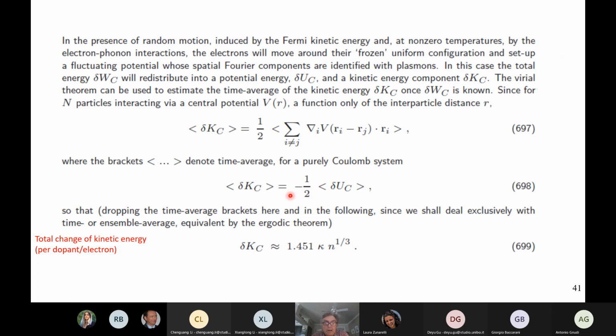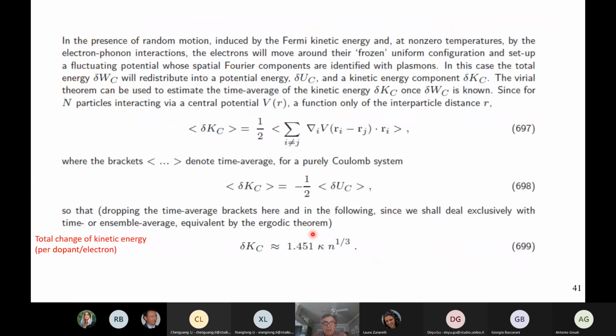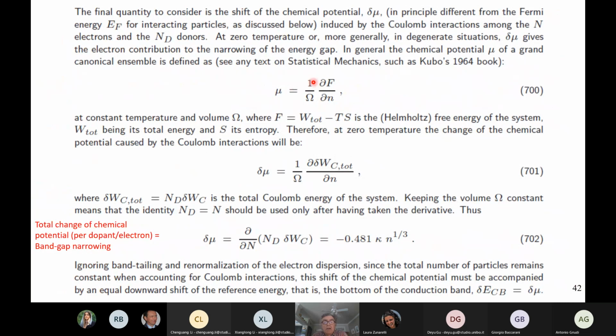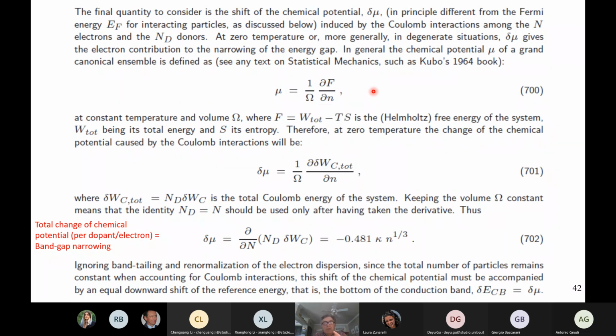So by this, you can find that the change in the kinetic energy, taking these expressions over here, is essentially the opposite of this expression. This is the change in kinetic energy. Now, what is the change in the chemical potential? Let's call it the Fermi level, although we're dealing with interacting particles and the two things are not the same, but let's call it the chemical potential due to this change in energy.